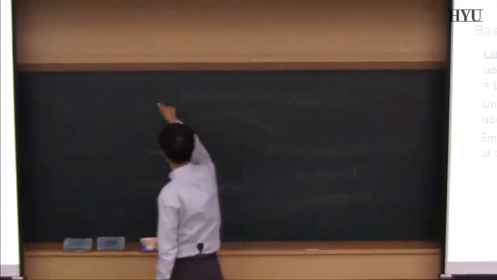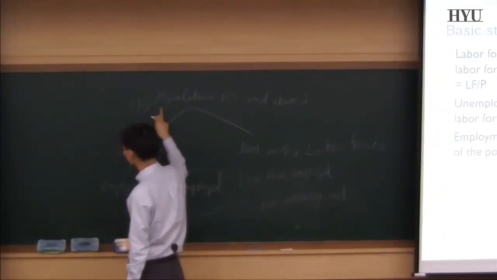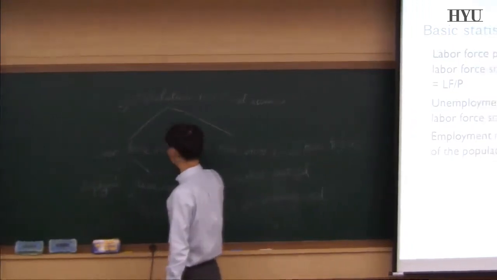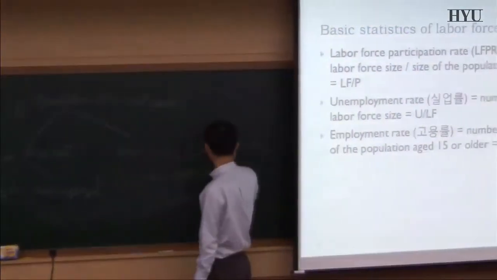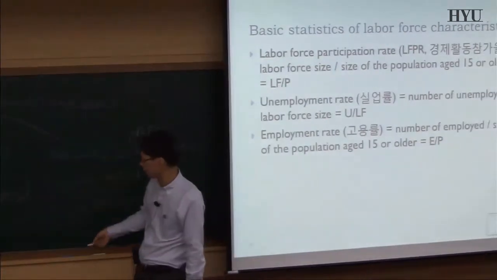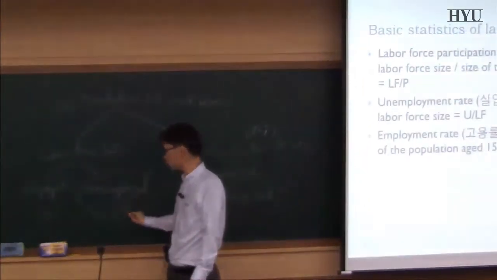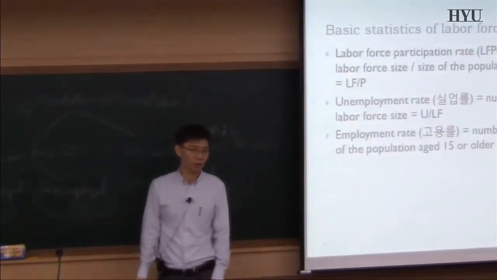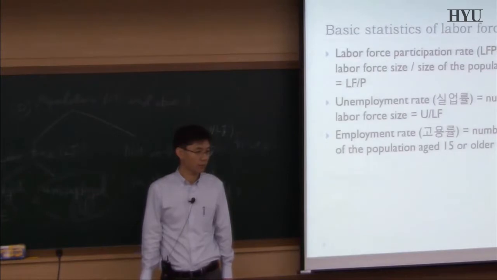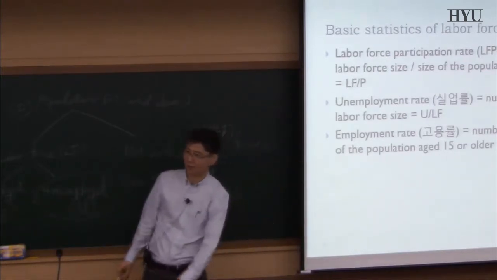Okay, let's use some shorthand notation. We use P for population. We use LF for labor force. We use NLF for not in the labor force. And we use E for employed. We use U for unemployed. Okay? Then it becomes much easier to remember these three things.